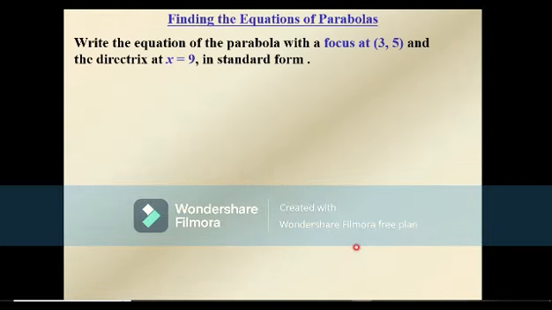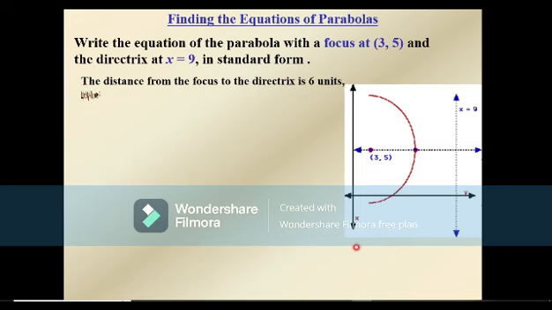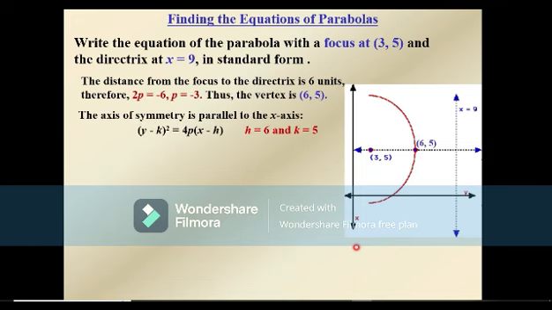So, finding the equations of the parabola. Let's have another review if you have a problem. Write the equation of the parabola with a focus at (3, 5) and directrix at x equals 9 in standard form. The distance from the focus to the directrix is 6 units. Therefore, 2p is equal to negative 6, then p is equal to negative 3. Thus, the vertex is (6, 5). The axis of symmetry is parallel to the x-axis.